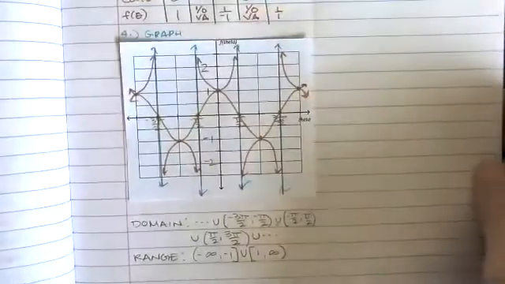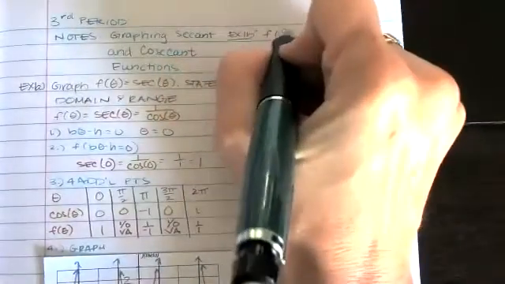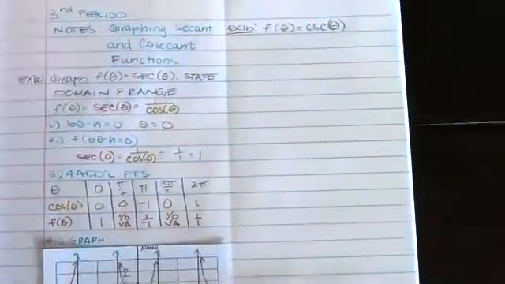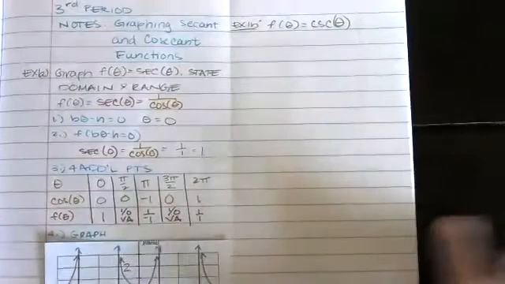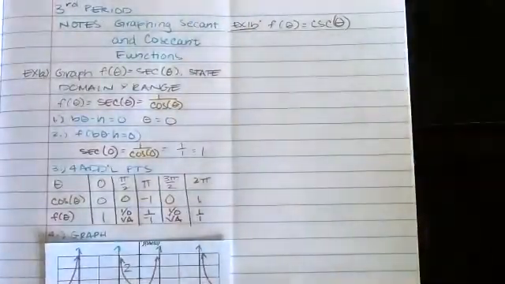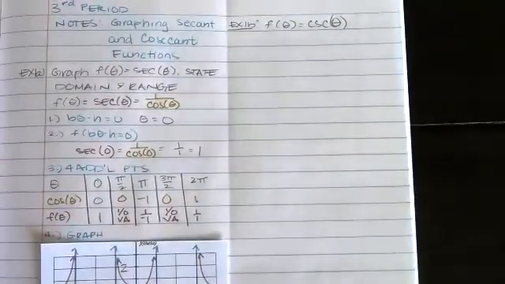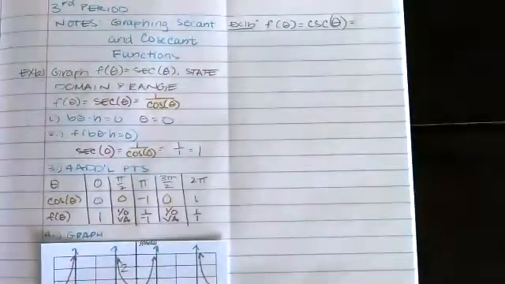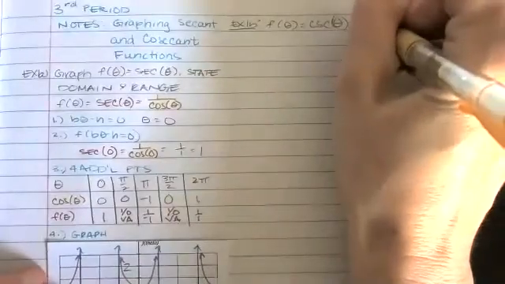So we will try the cosecant. That's what we've got next. So f of theta is the cosecant of theta. So all the same stuff. We'll graph it and then we'll talk about the domain and the range. The thing that I want to remind you about is that this is the same as 1 over the sine of theta.